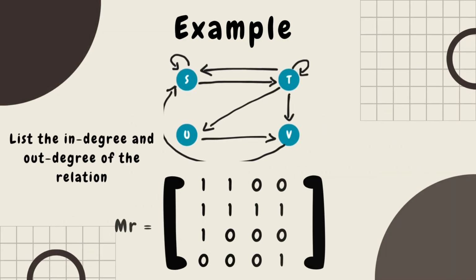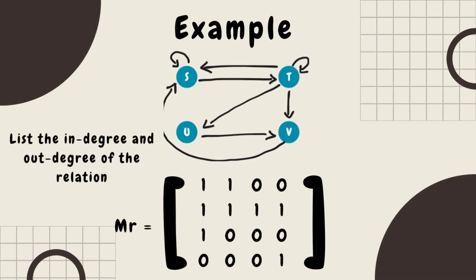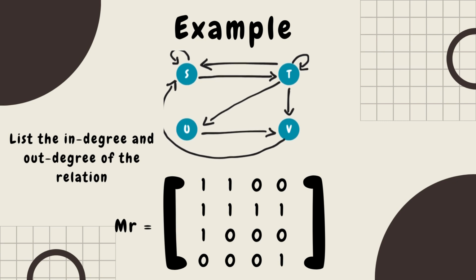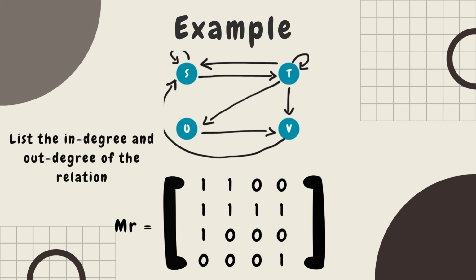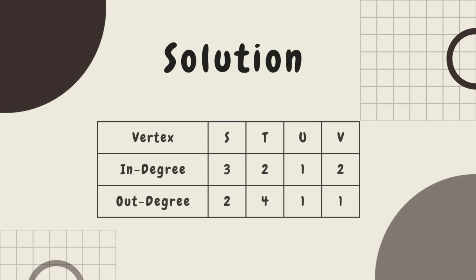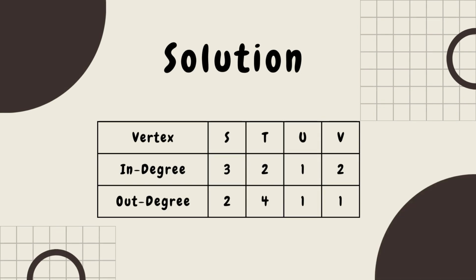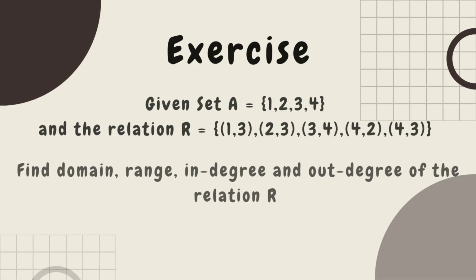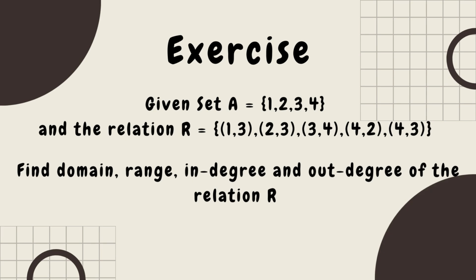So as you can see here, this is the type of question that will be asked for this topic. If you wonder what MR is, MR is the matrix of relations. And this is the proposed solution. Here is one of the exercises that you might find beneficial to try out.